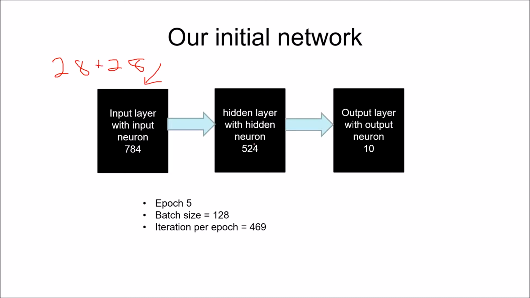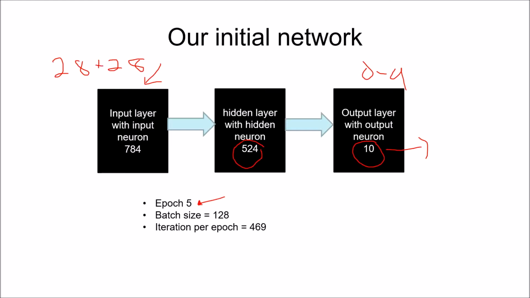And then for the hidden layer, initially we just put 512. I will show you later on what is the difference when you put different numbers for the hidden nodes. Let's say we put small numbers or bigger numbers, what is the effect? And then obviously for the output layer, since we have 0 to 9, we will have 10 neurons in the output layer.